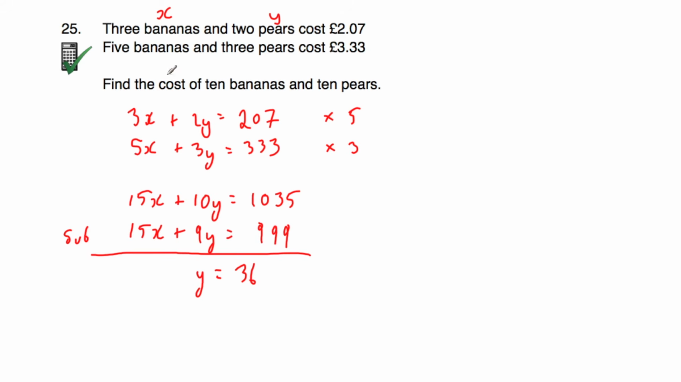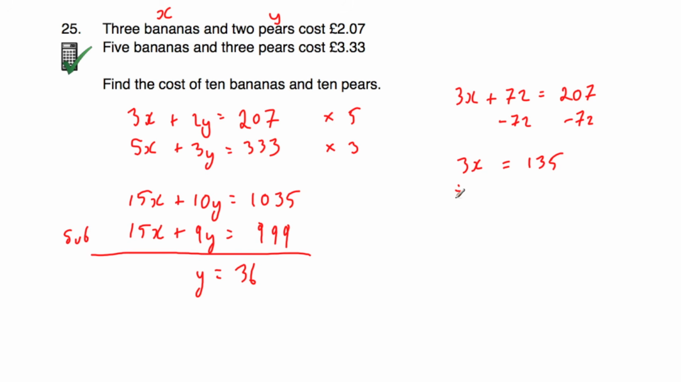Now let's find the cost of a banana. So let's substitute this into one of our two equations, and I'm going to substitute it into the top one. So we've got 3x plus, and instead of 2y, 2 times 36 is 72, so plus 72 is equal to 207. Now we want to solve this equation and find x. So let's take away 72 and take away 72, and that would give us 3x equals, because 72 take away 72 is 0, so we're just left with the 3x. And on the right hand side we have 207 take away 72, that's equal to 135. So it means that 3 bananas cost £1.35 or 135p.